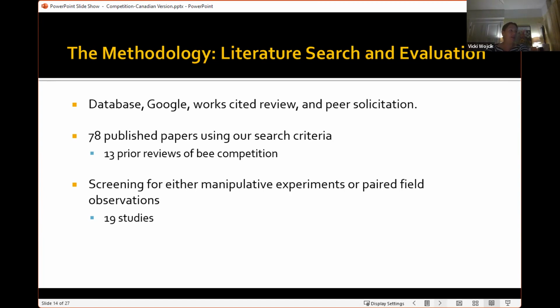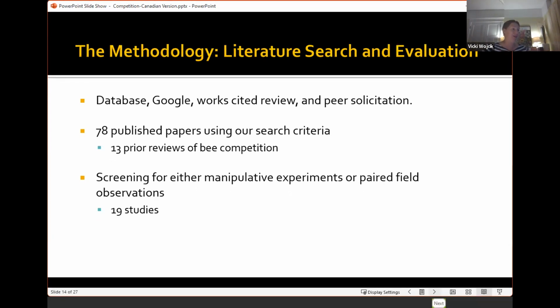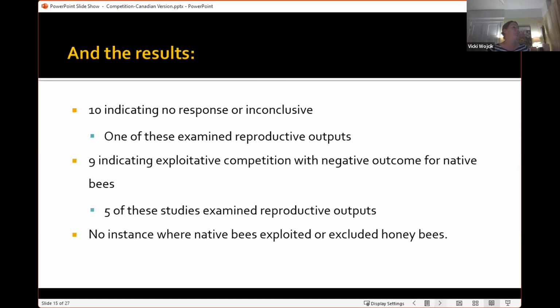And then we screened them a bit further for ones that had an experimental design, because as I mentioned before, there's a lot of field observations of patterns on flowers and then correlations generated from that where there wasn't any experimental manipulation. So it's really hard to pull out an accurate response from those. We ended up with 19 studies. So that's not a very large body of research. That's the first thing I would say.